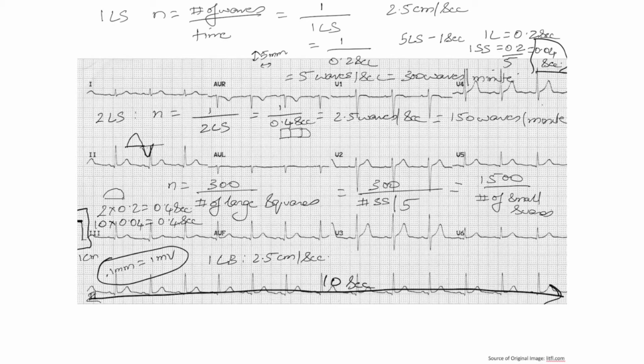So just to reiterate what we've discussed, the EKG strip runs at 2.5 centimeters per second. You can estimate the frequency of a wave by dividing 300 by the number of large squares or 1500 by the number of small squares, and that would give you the frequency per minute. You can see how a wave changes over time, and you can also measure the intensity of the wave, and each 1 millimeter change in the height of the wave would mean that the amplitude has changed by 1 millivolt.